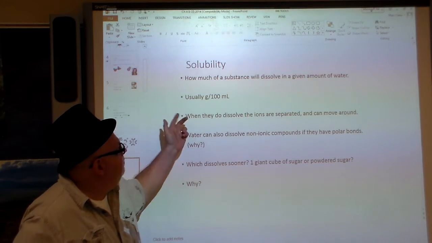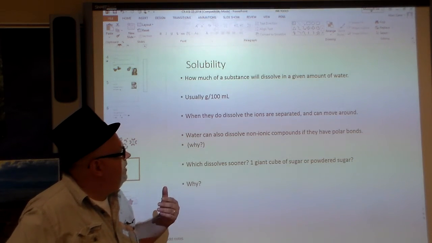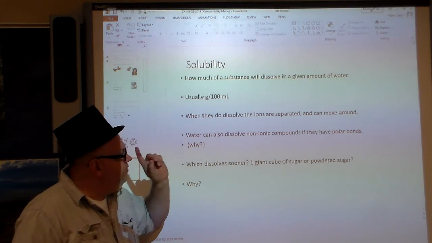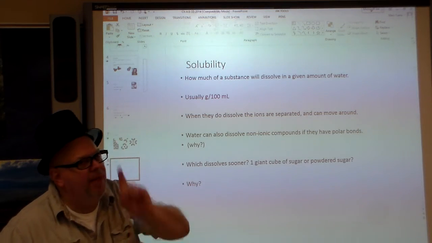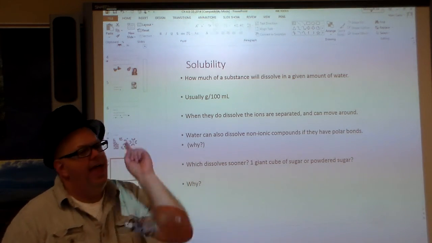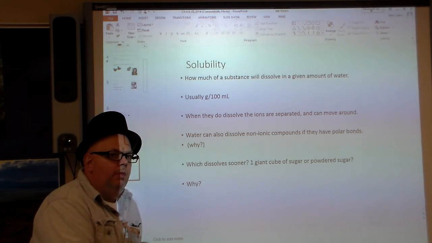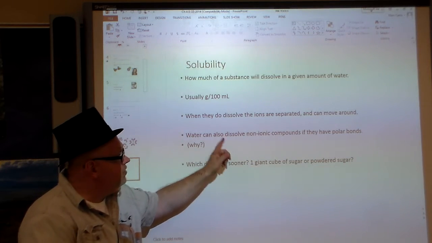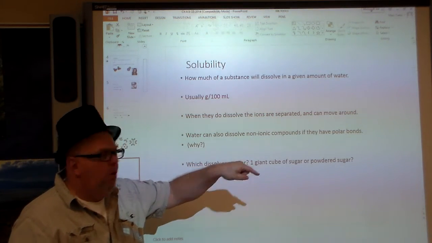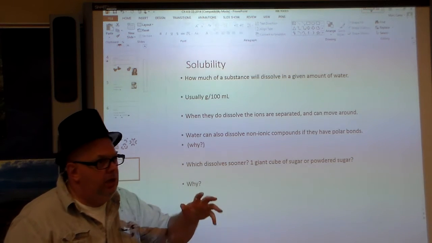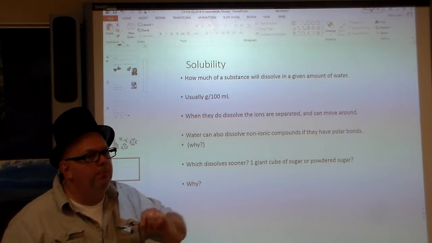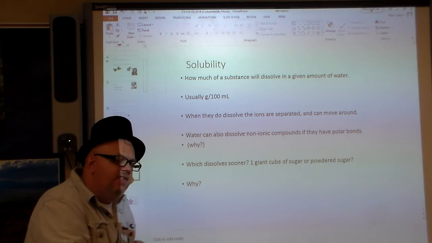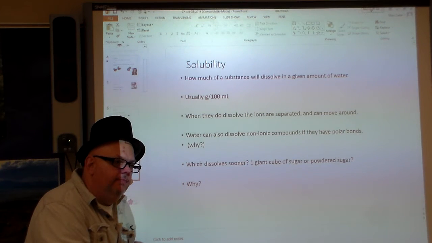So, when they do dissolve, the ions are separated and can move around the substance. Now, water can also dissolve non-ionic compounds if they have polar bonds. How come? Pause it and think about it. Why is it water can also dissolve non-ionic compounds? What, you mean they can be covalent? Yes, if they have polar bonds. Remember, it can have polar covalent, right? How come? Pause, think about it, and get back to me.